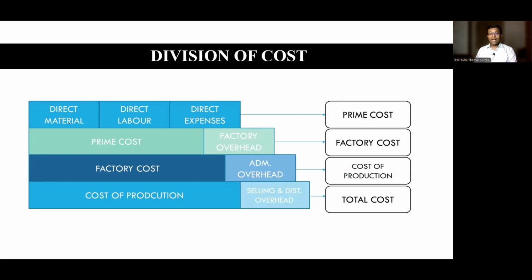The sum total of direct material, direct labor, direct expenses becomes the prime cost. Prime cost plus factory overhead becomes factory cost. Factory cost is also referred to as works cost. Factory cost plus administrative overhead becomes the cost of production in your organization. Cost of production plus selling and distribution overhead becomes your total cost. So this is how prime cost and overheads in an organization gets divided, and this is referred to as the divisions of cost.